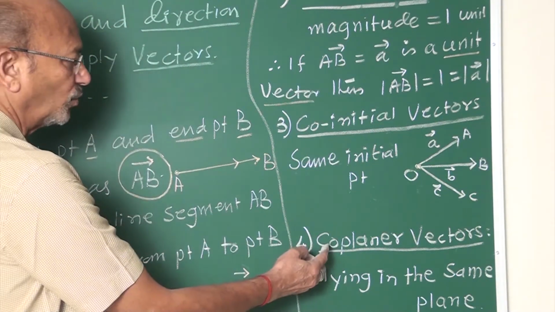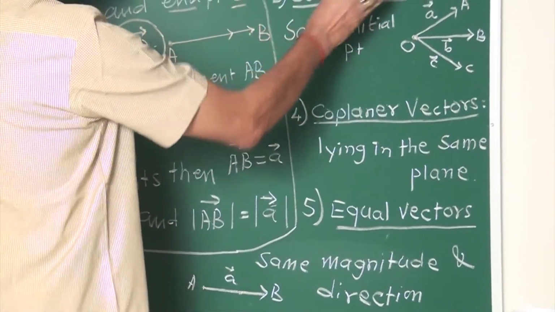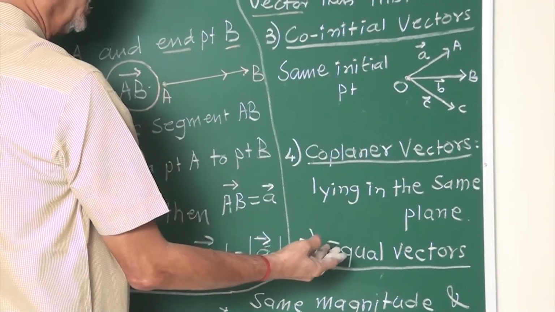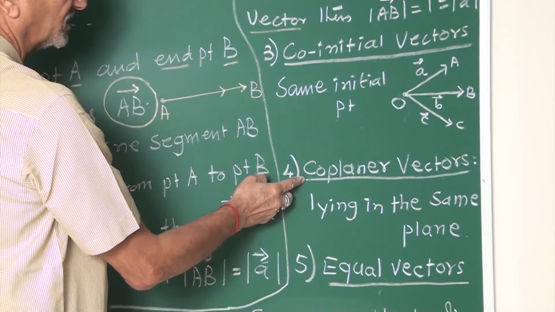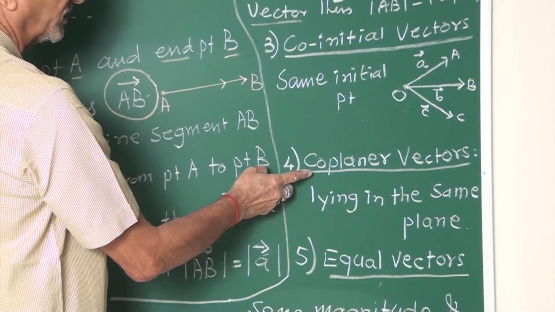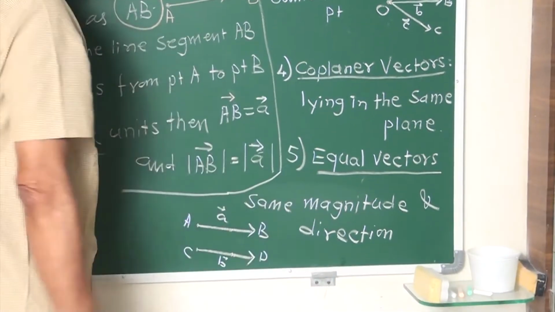Next, my friends, co-planar vectors. Co-planar. Plane, it is a plane. Then the vectors lying in the same plane. Vectors lying in the same plane are said to be co-planar vectors. Then equal vectors.